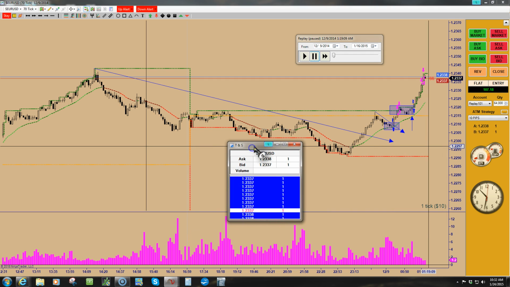So I hope that kind of helps you out there, gives you a little bit of an idea of how to trade our method using price action scalping.